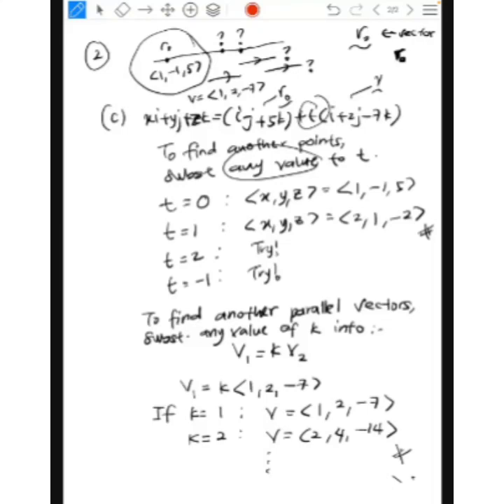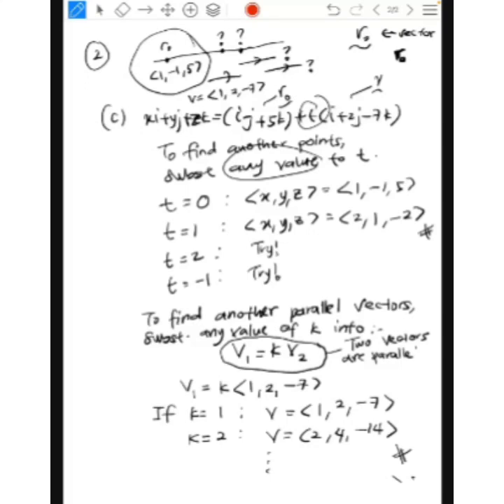So faham? Kalau point, substitute into T. Kalau vector, you have to substitute into this formula. Okay, actually this formula proves that 2 vectors are parallel. Okay. Kalau dia memenuhi persamaan ini, maksudnya 2 vektor itu adalah selari.